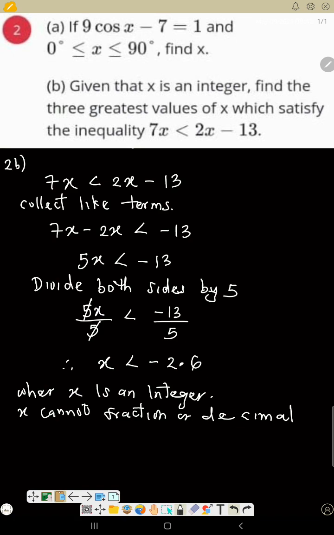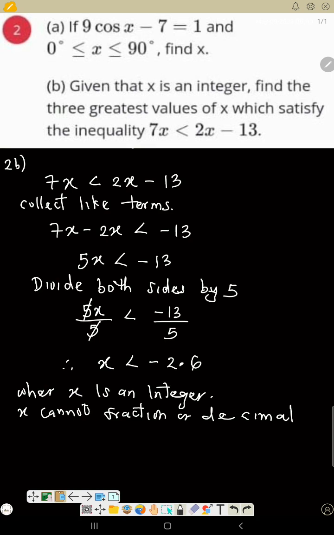An integer is the negative of natural numbers, as in like that, 0, and positive natural numbers. So that is an integer. An integer is a negative natural number, 0, and positive natural number. So an integer cannot be a fraction or a decimal. It must always be a whole number.